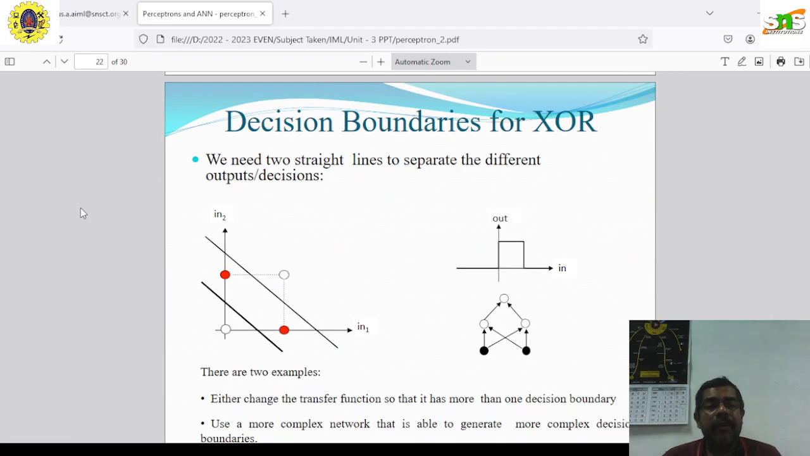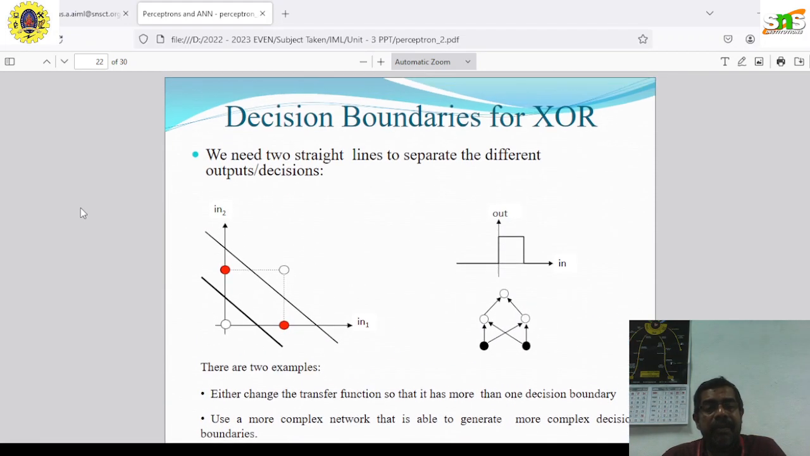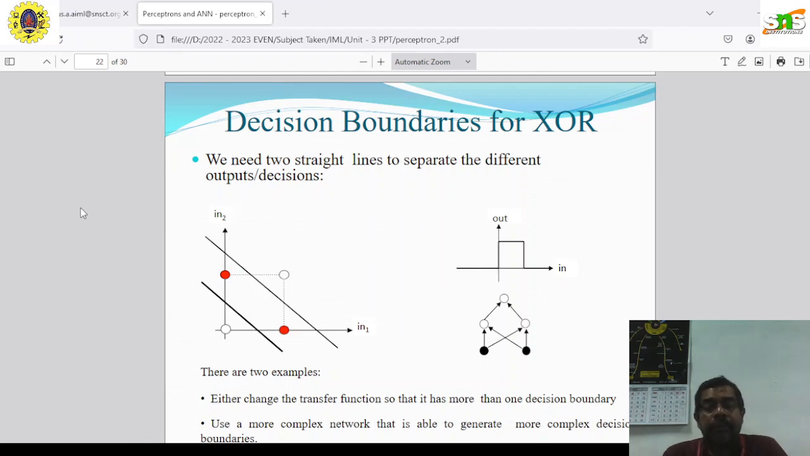Now we continue to look at the decision boundaries for XOR. In XOR, we already know that if the number of ones is even, the output is positive, and if the number of ones is odd, the output of the XOR gate is negative. So we need 2 straight lines to separate the different outputs. Since there is more than one decision boundary, we must change the transfer function or use a more complex network, which is able to generate more complex decision boundaries.